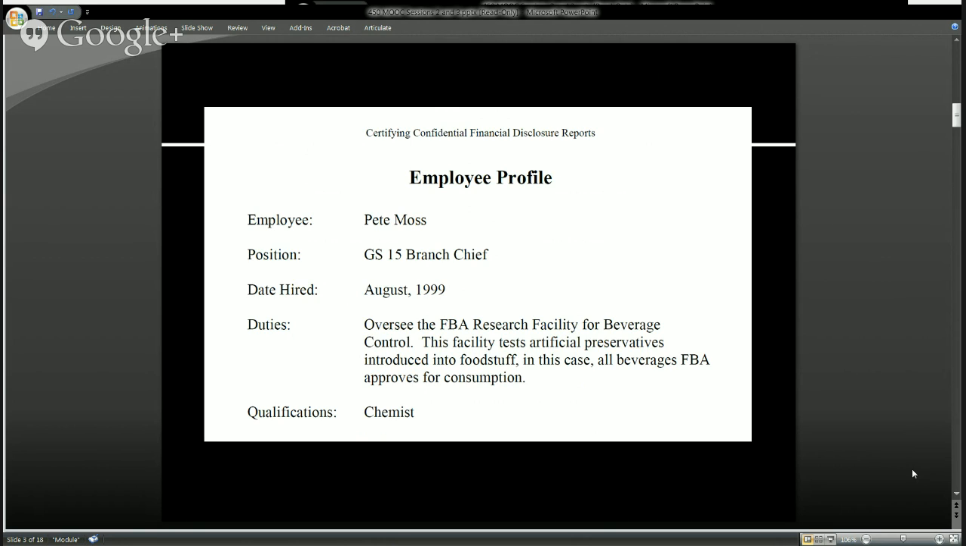So if you think about confidential financial disclosure review as a kind of advice and counsel, collaborating with the employee to get more facts is very normal for us in an advice and counsel role, and it's equally as common in the confidential financial disclosure review process.